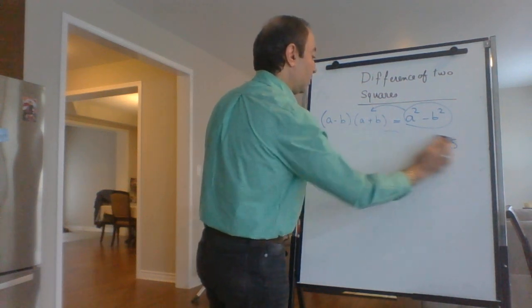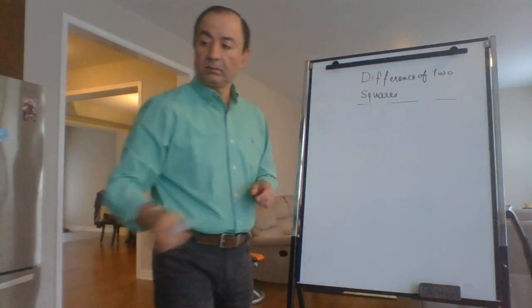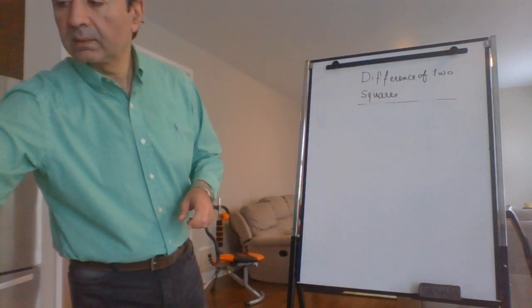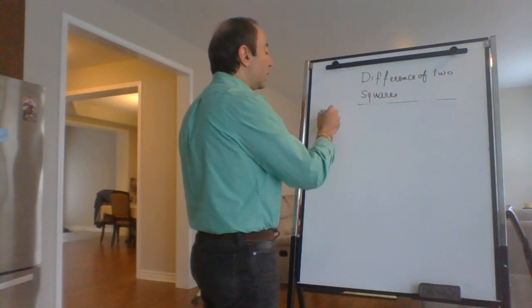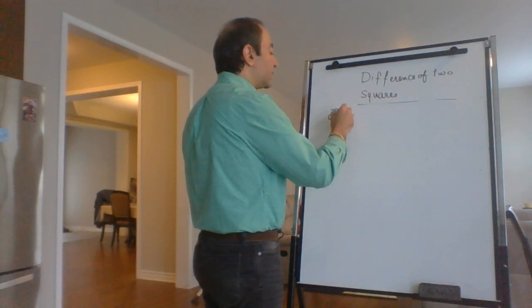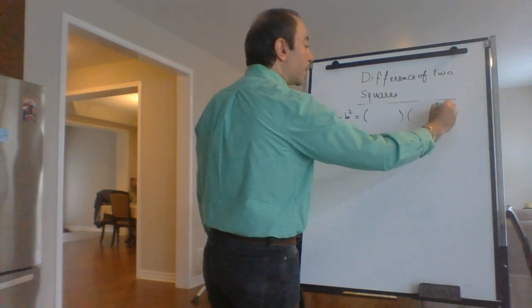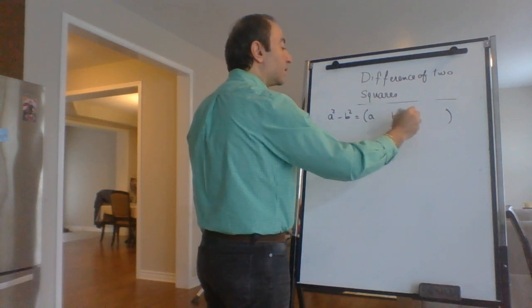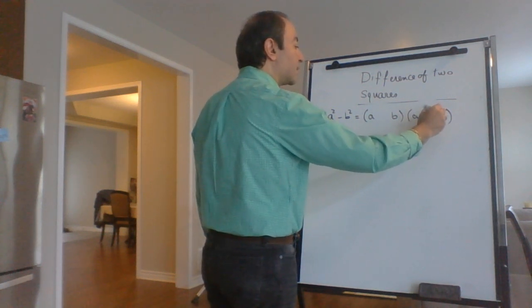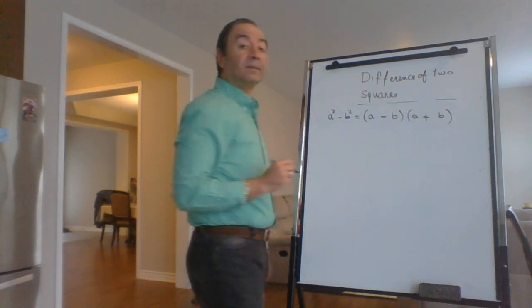So what we are going to do, if I have a quadratic in this form, a squared minus b squared, if I want to factor it, all I need to do is open two brackets, square root of the first, square root of the second, square root of the first, square root of the second, then we put minus and plus. That's it.